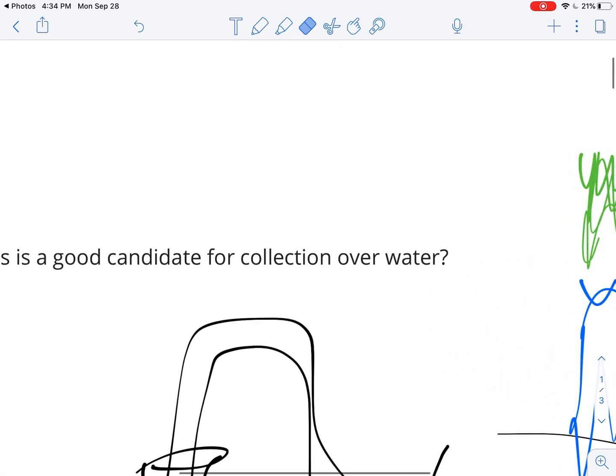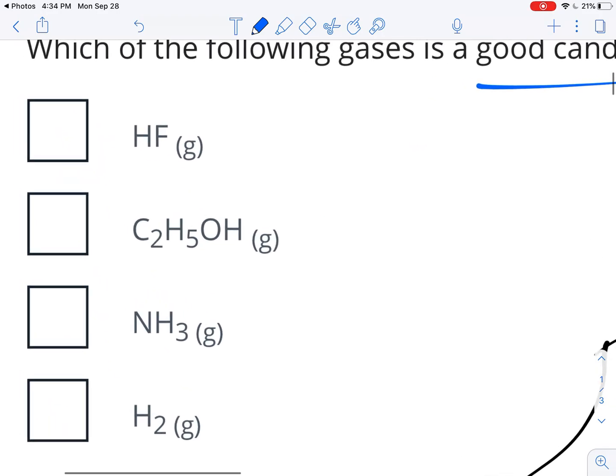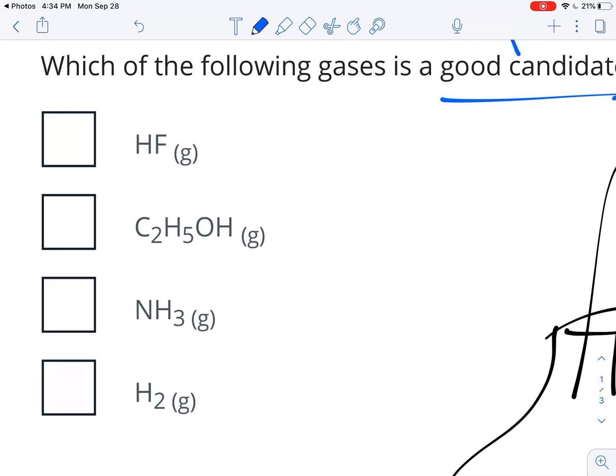So good candidates for collection over water are ones that are non-polar, because polar substances like water, because water is polar. So collecting over water demands that it is a non-polar substance. So, taking a look here, right off the bat, you should tell that hydrogen is your best answer.